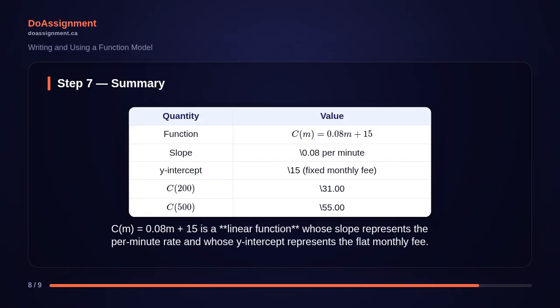To summarize, the function c of m equals 0.08m plus 15 is linear. Its slope of 0.08 is the per-minute rate, and its y-intercept of 15 is the flat monthly fee. Evaluating the function gives a cost of $31 for 200 minutes and $55 for 500 minutes.